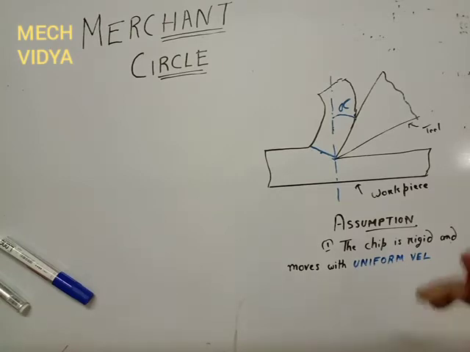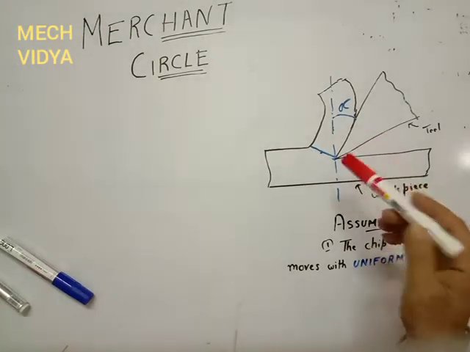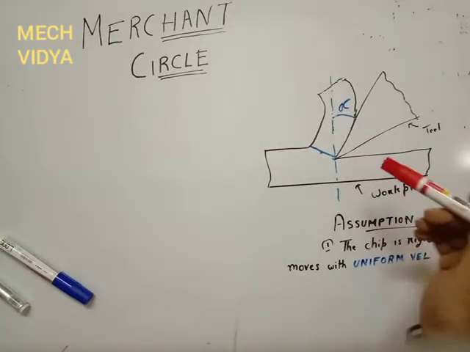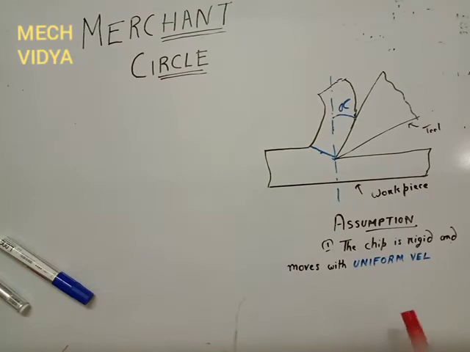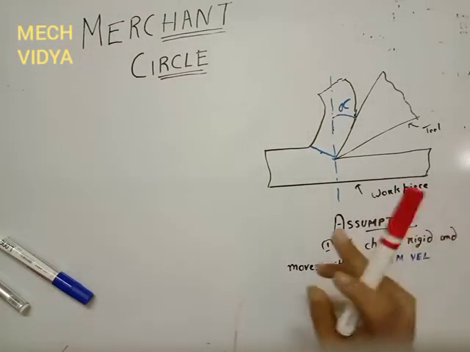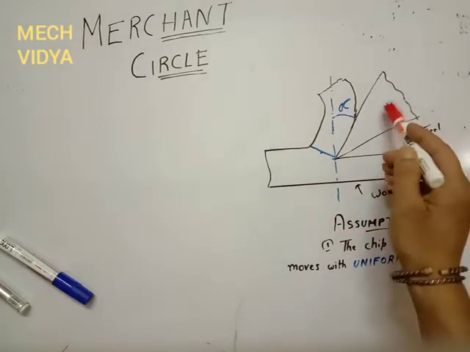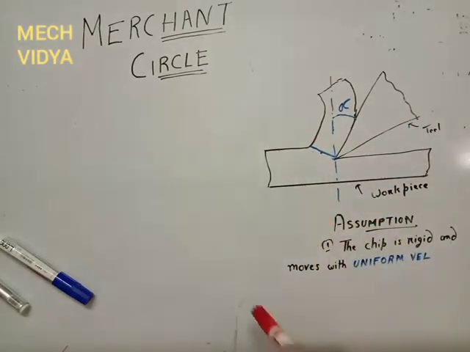So suppose here we will consider two forces from two directions. This chip, as we have considered, is coming out at a constant velocity, so the two forces that will be acting on the chip, one from the tool side and the other from the workpiece side, will balance each other. They will be equal in magnitude but in opposite direction.